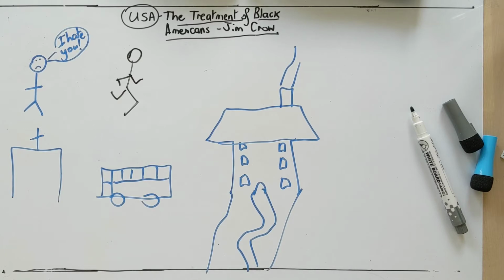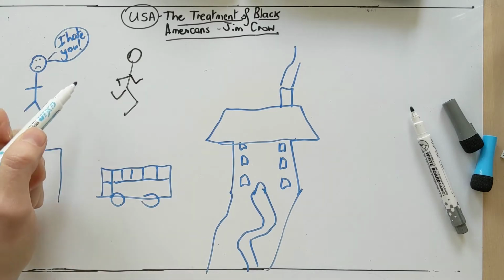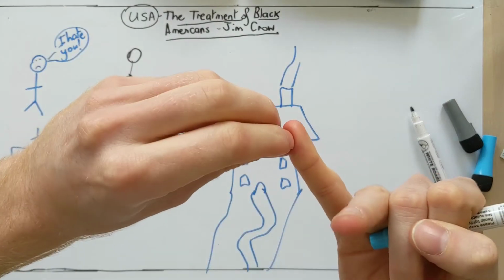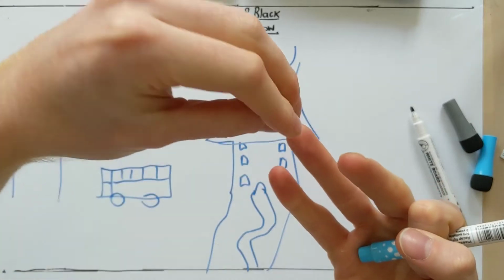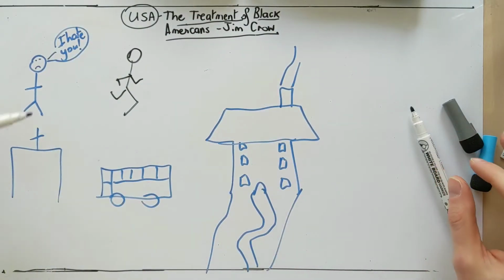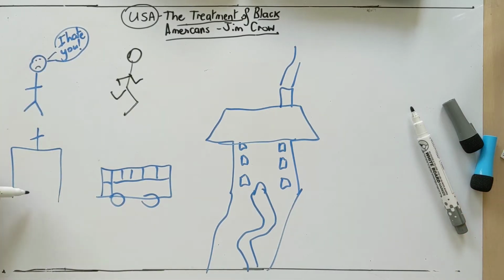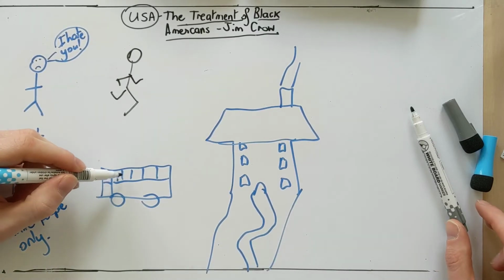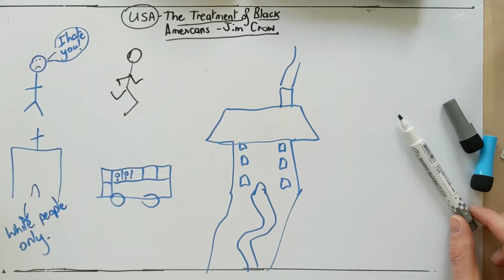Now we've already said that he put this person as a slave because he thought of him as inferior, not as good as him. So is he going to want to go to the same church as this black person? No. So these churches became white people only. Is he going to want to be on the same bus as a black person? No.